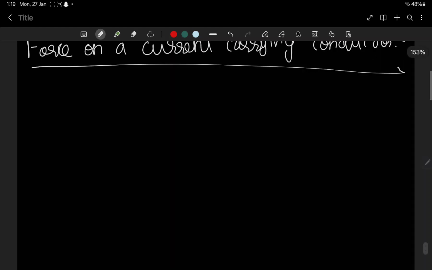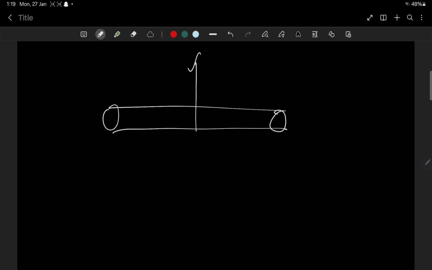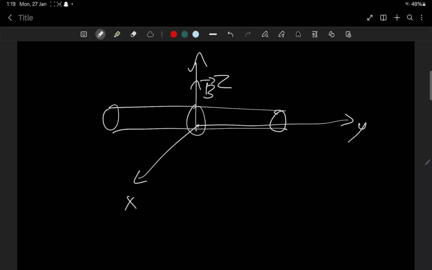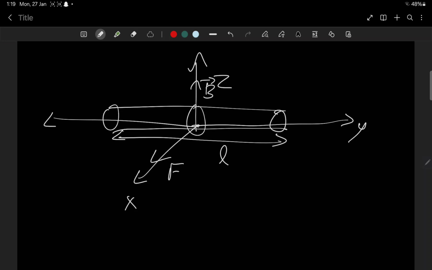Look, I'm taking a conductor like this. The Z axis is the magnetic field, with the X axis and Y axis, and length L. Look, the length, force and B will always be perpendicular to each other. Now the velocity of the electron is the drift velocity.